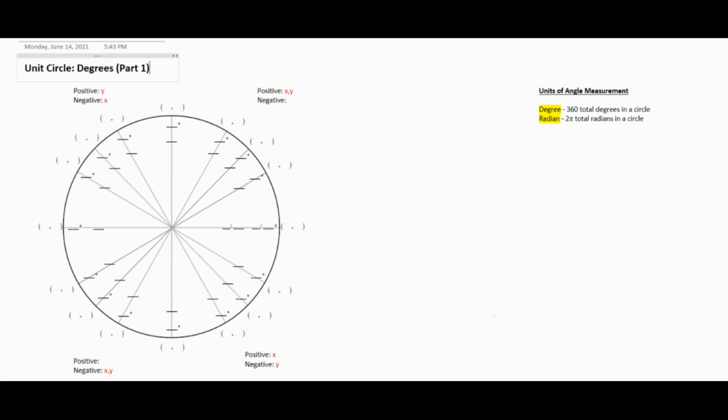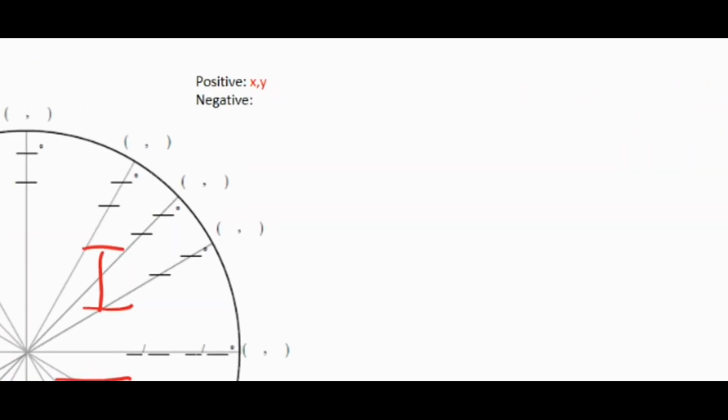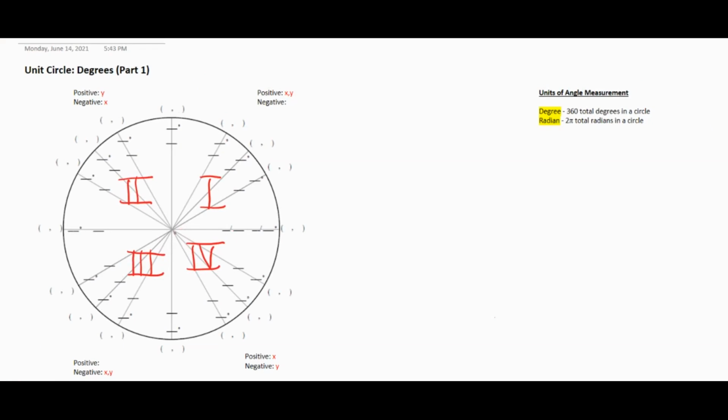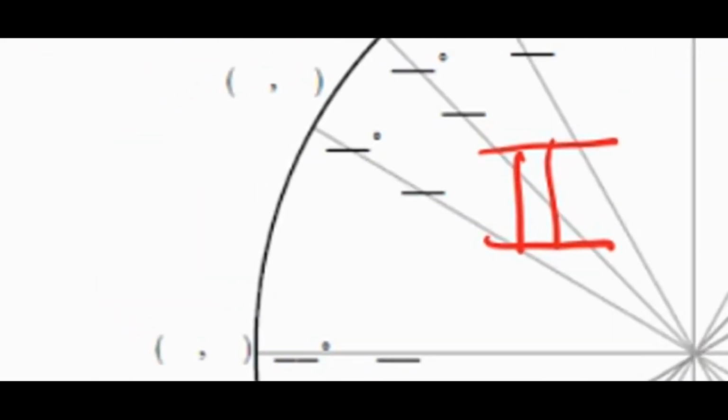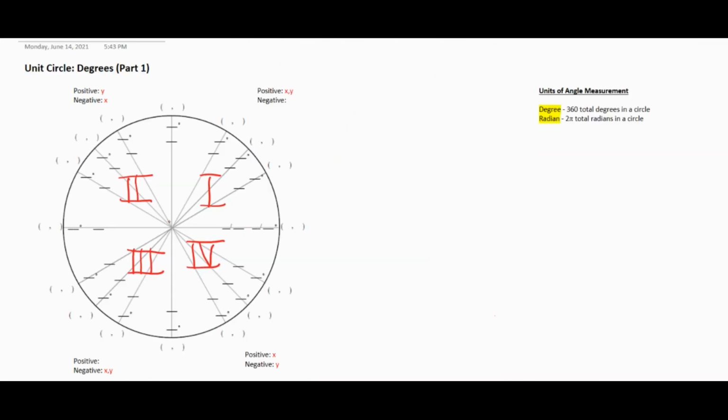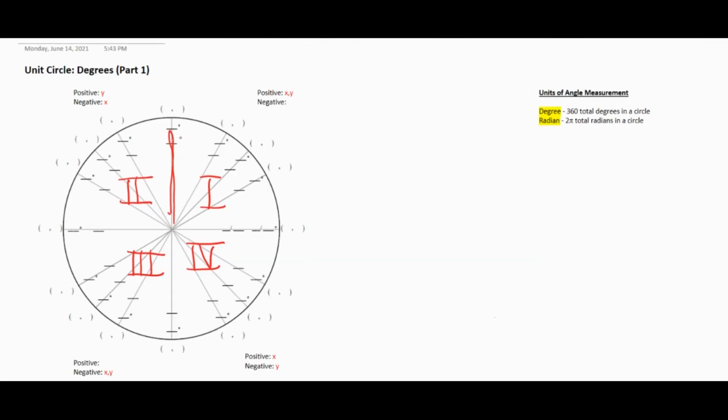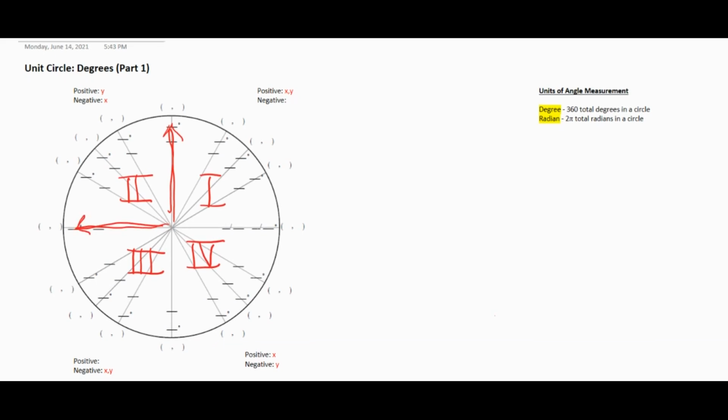To start off, let's discuss which quadrants within the unit circle are positive and negative. Here in quadrant 1, you can see that the x and y axis are both going in the positive direction. In quadrant 2, you can see that the y-axis is still going in the positive direction, although the x-axis is now going in the negative direction.